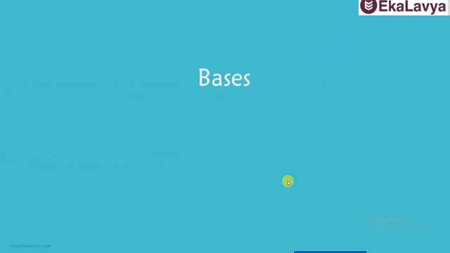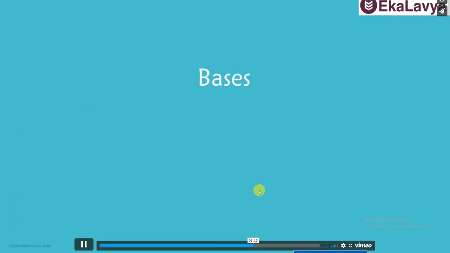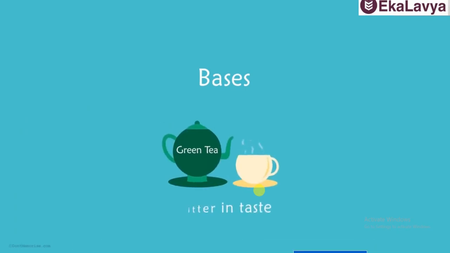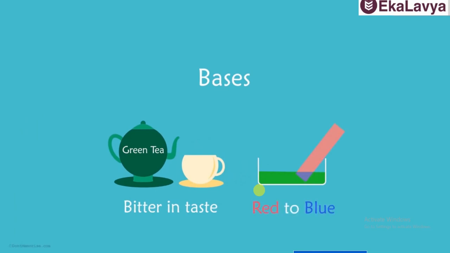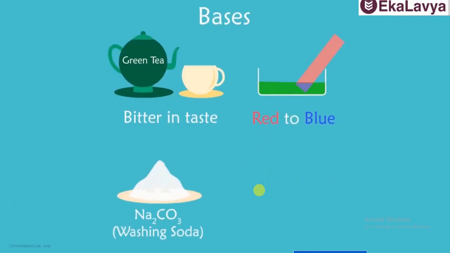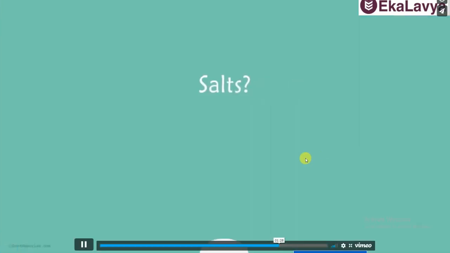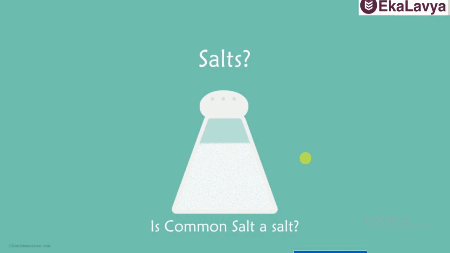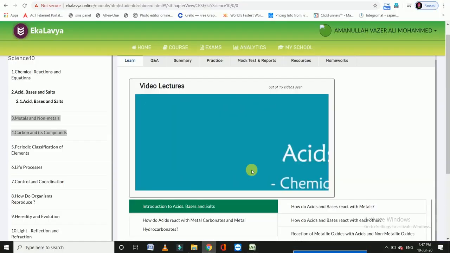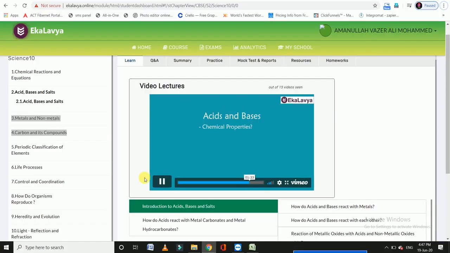What about bases? You can think of them as being opposite to acids. They are bitter in taste and turn red litmus paper blue. Sodium carbonate and lime are examples of bases. What are salts then? Is common salt a salt? What are the chemical properties of acids and bases?